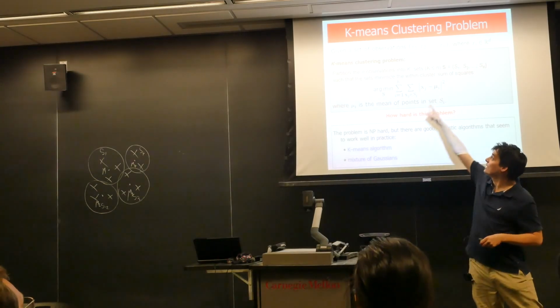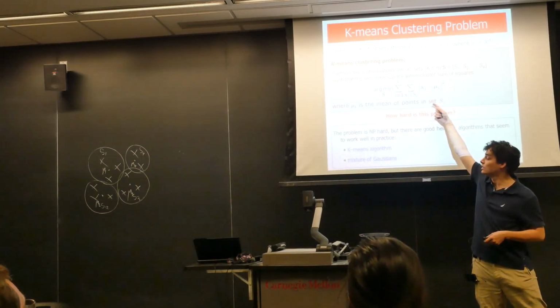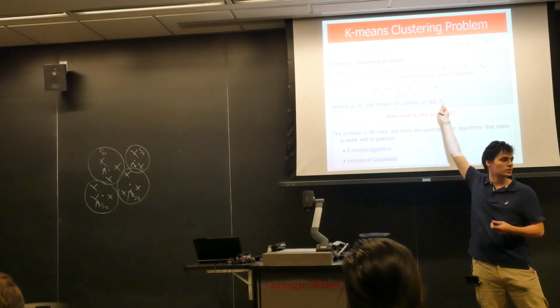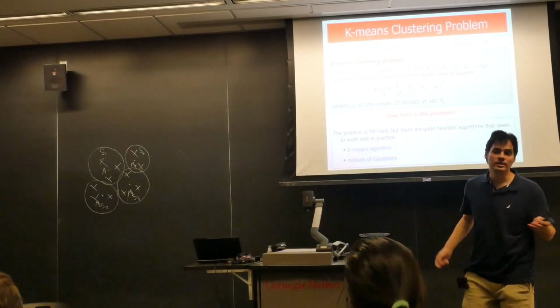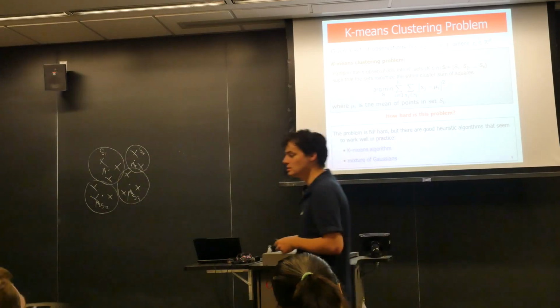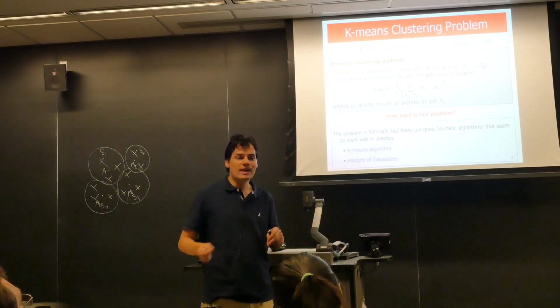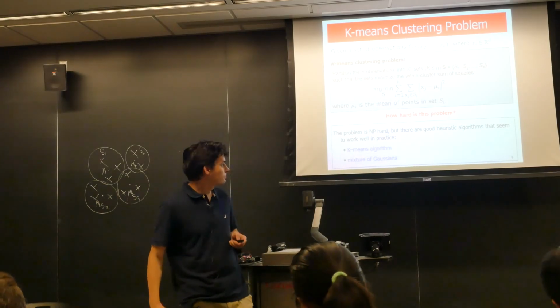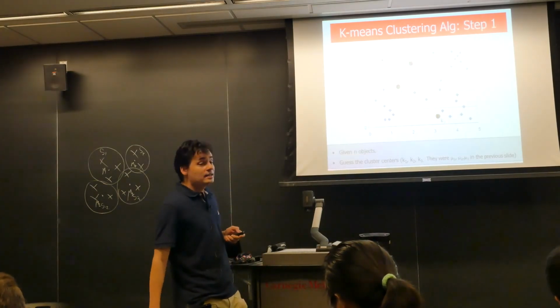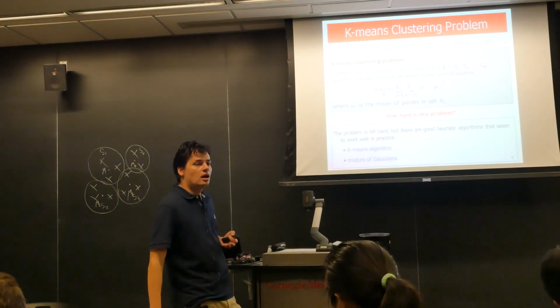So that was the problem, right? It's not an algorithm. There will be an algorithm that tries to solve this problem. That's called the k-means clustering algorithm. And there will be another heuristic, which is called mixture of Gaussians, that also in practice seems to be a good heuristic to solve this clustering problem. Okay, so let's start with the k-means algorithm.